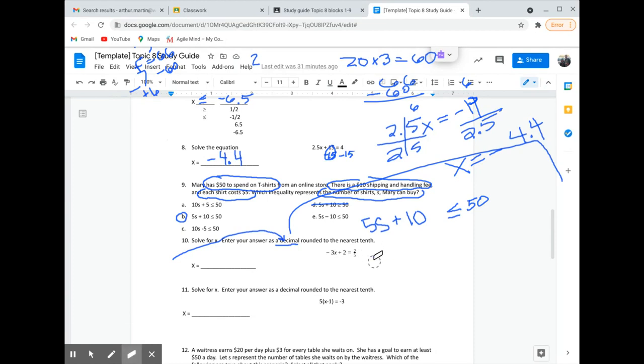Divide. Yeah, you just divide. You see how many times 5 goes into 2? And it's 0 point what? How many times does 5 go into 20? 4. There we go. So we get 0.4. So we're just going to rewrite this as negative 3x plus 2 equals 0.4.